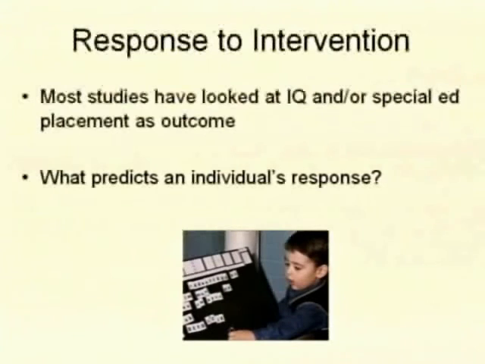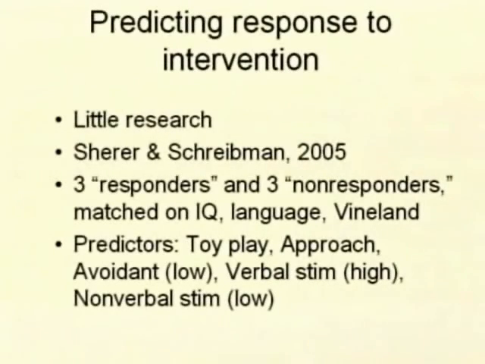So what predicts an individual's response, basically? Most of these studies of outcome have looked at IQ or special ed placement as the outcome. But where you're placed in special ed doesn't necessarily depend on you as an individual. It often depends a lot on what your district is like. So there's a little bit of research starting to look at this. There's one study that was really good trying to predict what sorts of factors beyond IQ or language level would lead to kids responding to intervention.